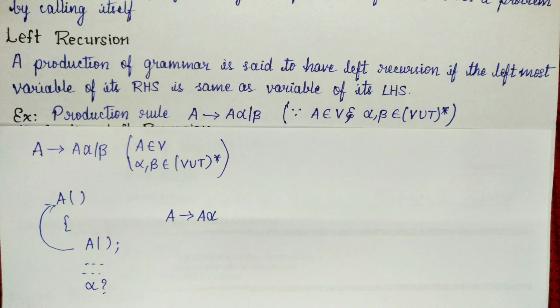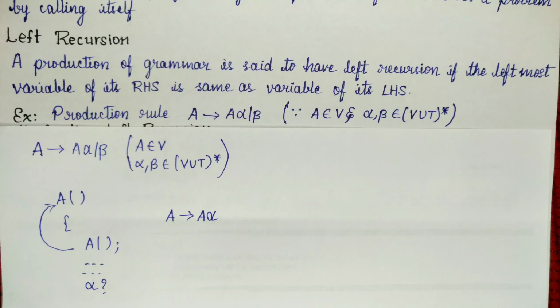For building the parse tree, we have two techniques: one is top-down and the other is bottom-up parsing. Top-down parsing builds the parse tree from the root node, that means from the start symbol, downwards to the leaf nodes, while bottom-up parsing builds the parse tree from the leaf nodes upwards to the root node.